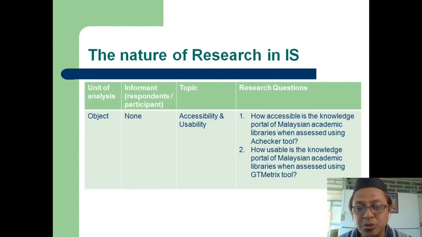We are going to use tools to evaluate the accessibility and usability of the library portal here.